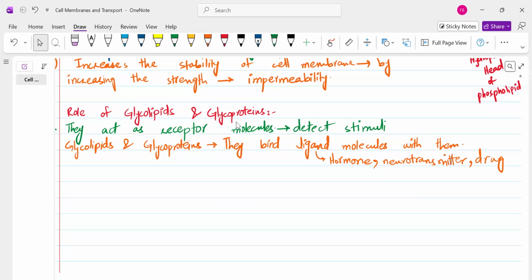If they ask you the role of glycolipid and glycoprotein, what will you say? They are not ligand molecules. They are receptor molecules, and they will bind with the ligand. Whenever a ligand approaches the cell membrane, those glycolipids and glycoproteins will serve as receptor molecules, and they will detect that ligand and bind it with themselves.